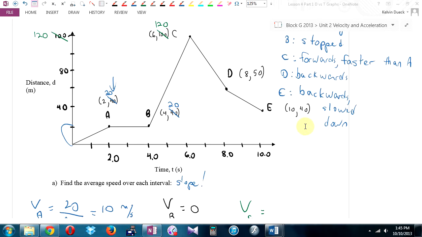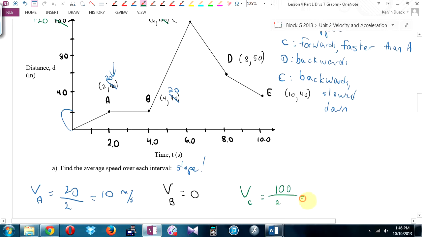Okay. What's the speed for section C? How high at the top? 120. How high did we start? What's the rise? 100. What's the run? I think that is 2 seconds still, yes? I got that right? 50 meters per second. That's pretty fast.